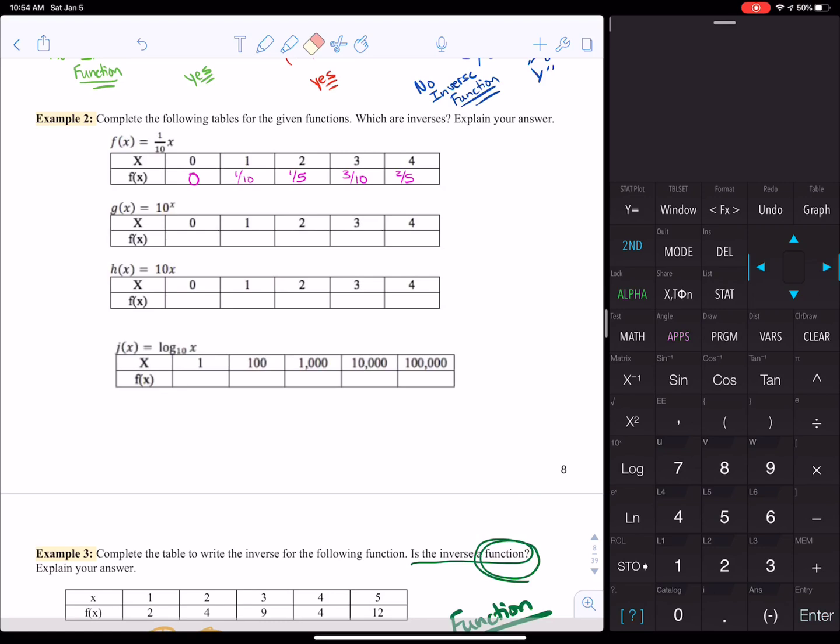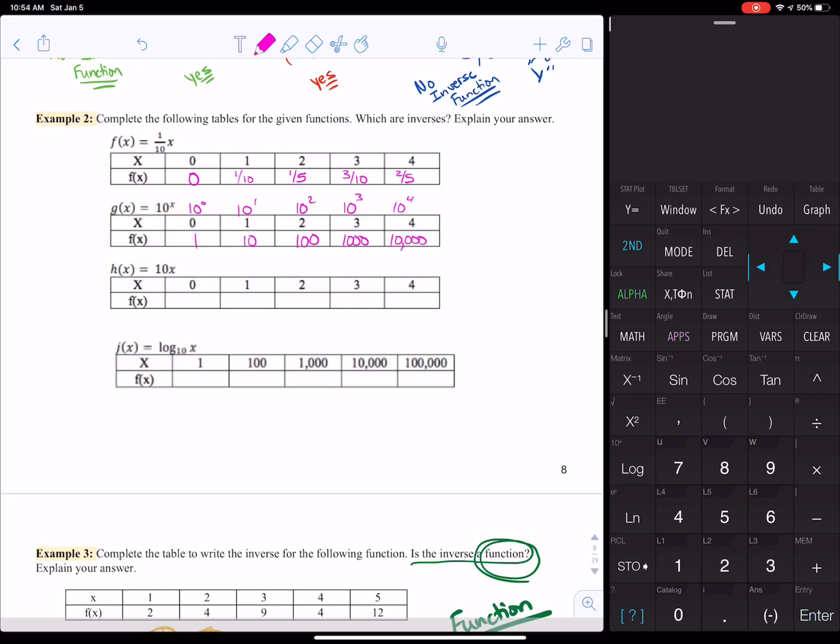So moving on to the next one. G of x says 10 to the x power is our function. So if I put in 10 to the 0 power, that equals 1. 10 to the first is just 10. 10 squared is 100. 10 cubed is 1,000. And then 10 to the fourth would be 10,000.